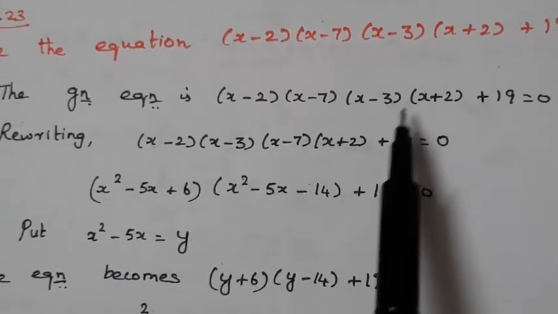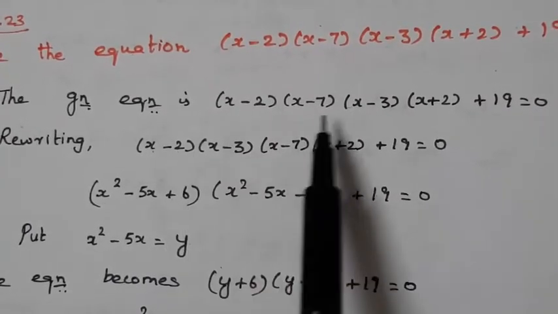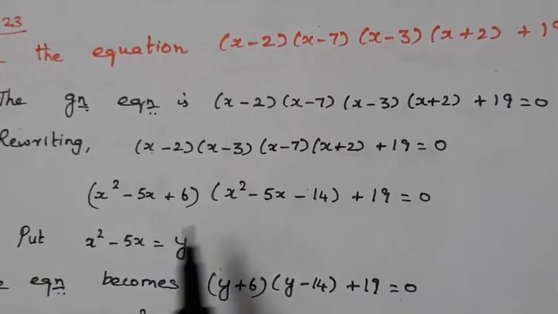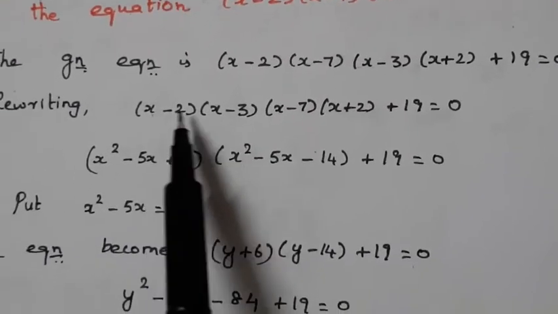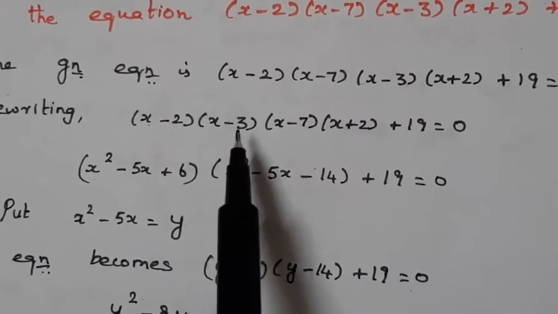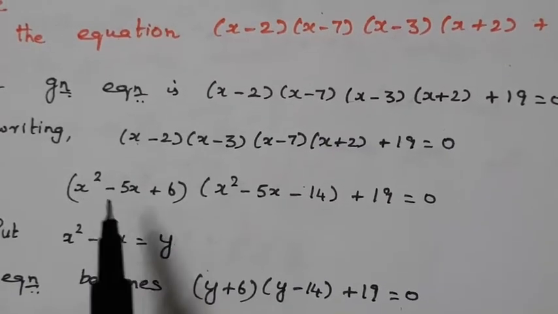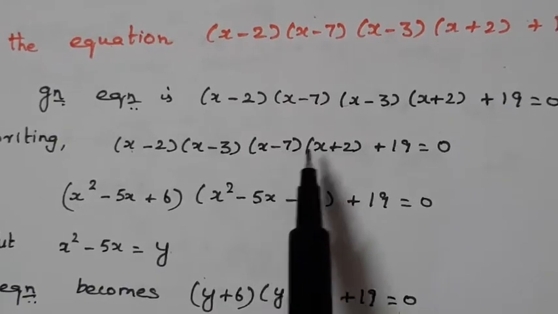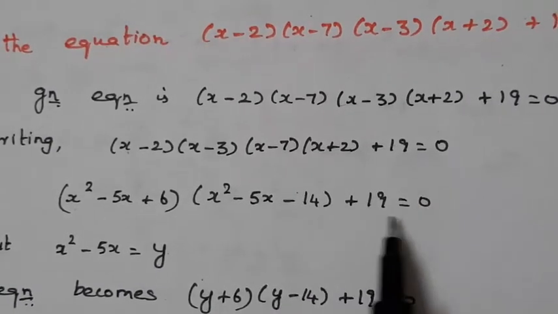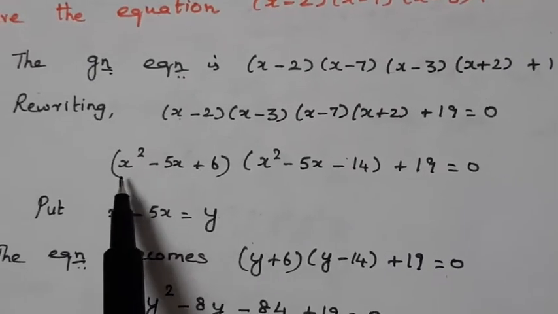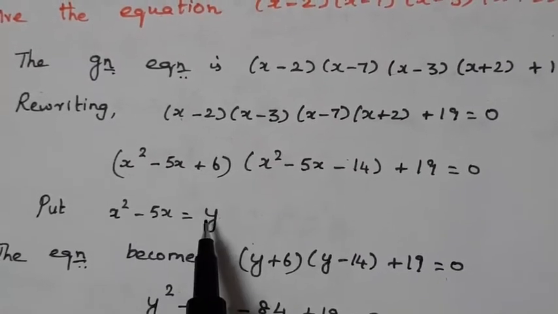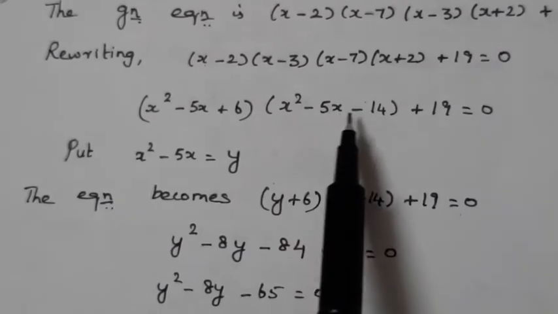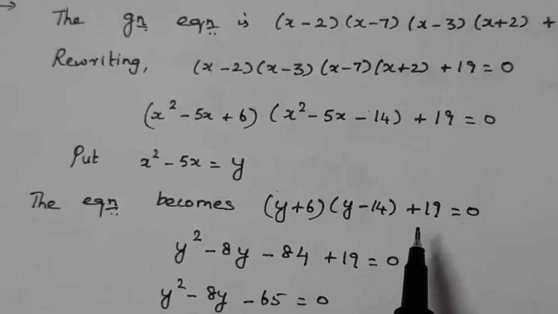Okay. So let us rewrite in this form, that is x minus 2 into x minus 3, x minus 7 into x plus 2, then plus 19 equal to 0. Okay. Surely if you multiply this, the coefficient of x squared would be same, but you have to check for the coefficient of x. Okay. So x squared minus 5x plus 6, and here it would be x squared minus 5x, and minus 7 into plus 2 is minus 14, plus 19 equal to 0. Now you have to take this x squared minus 5x to be y. Therefore, what would be the equation? The equation becomes y plus 6 into y minus 14 plus 19 equal to 0.